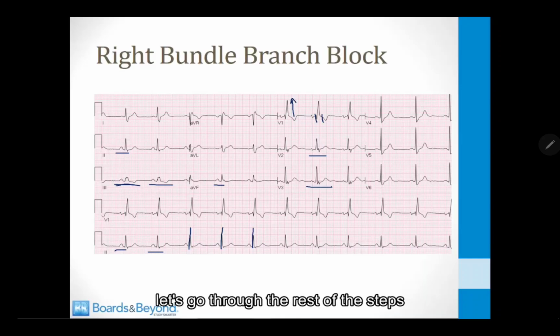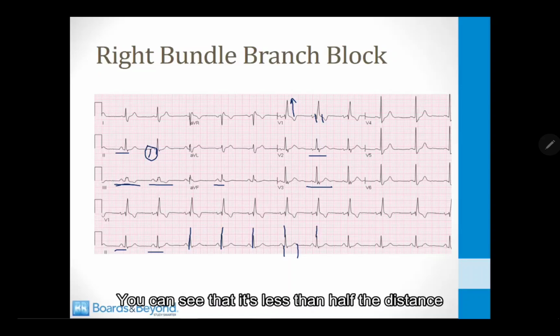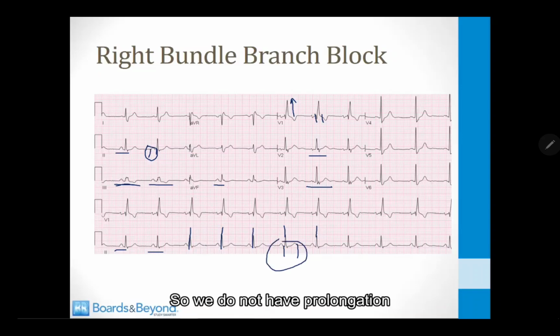Now, for completeness' sake, let's go through the rest of the steps to make sure we're not missing anything. So if we check the PR interval, it starts here and ends about here. It's less than one big box in width, so we have a normal PR interval. We can then look at the QT interval, which starts here and ends here. You can see that it's less than half the distance between the QRS complexes, or half the RR interval, and therefore we have a normal QT interval.